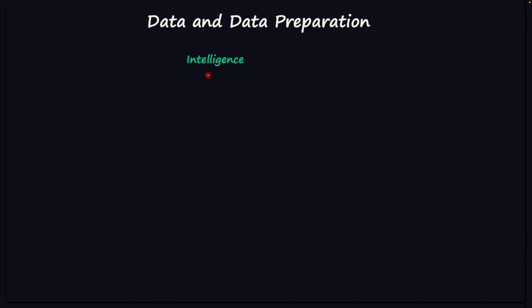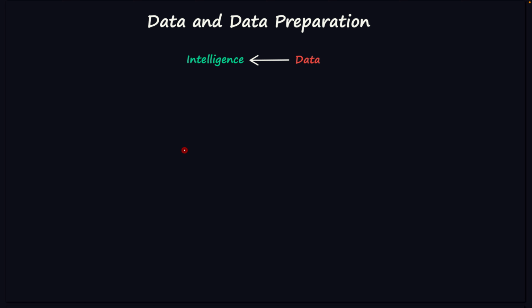We know for intelligence and insight, we need data. Data is basically the bloodstream of intelligence and insight. We are going to look at some of the aspects of data, what we mean by data preparation, and some of the steps involved in data preparation for data science or AI projects.